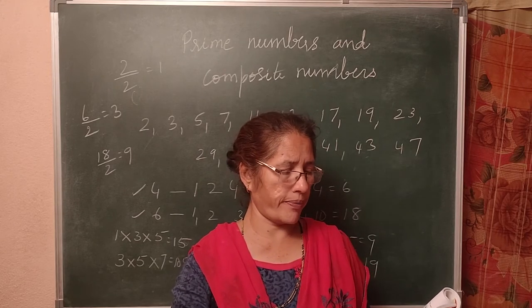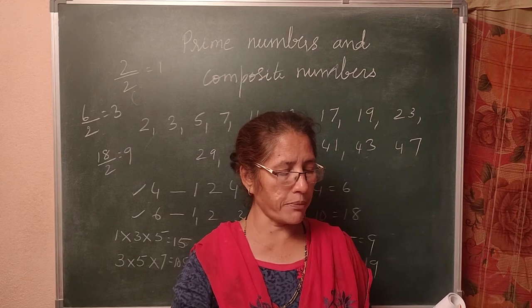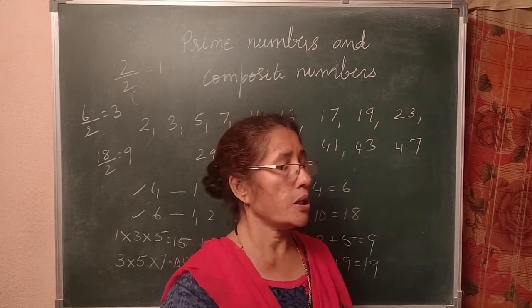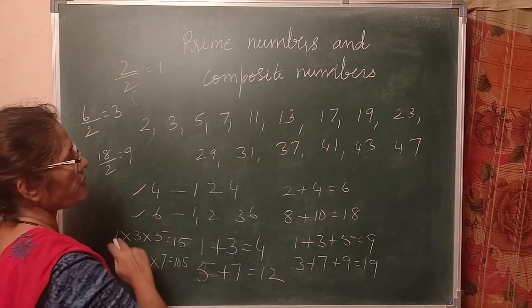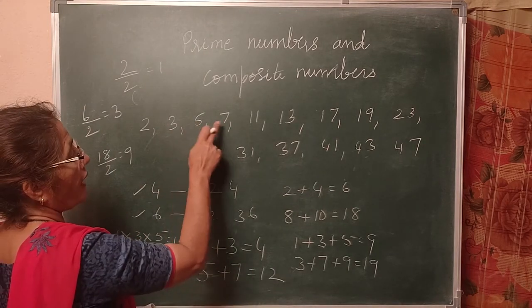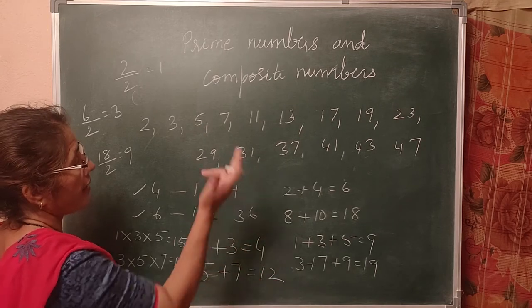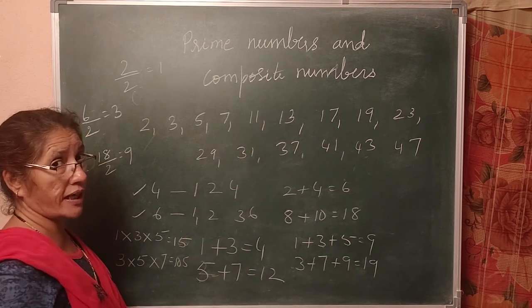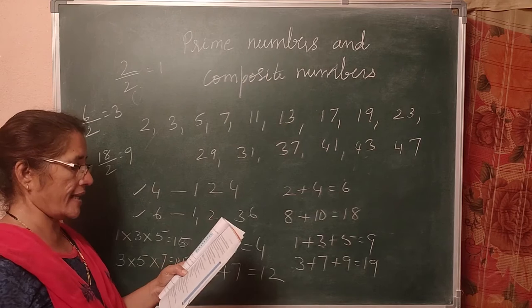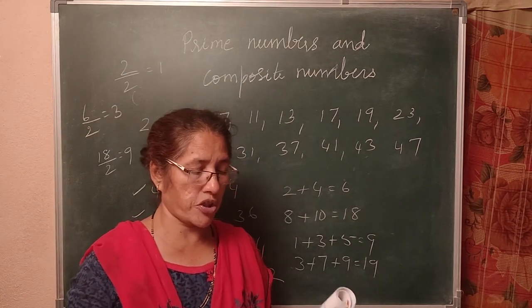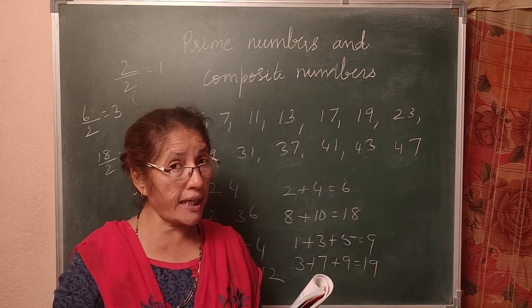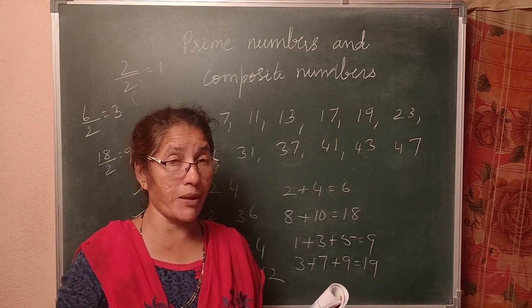Prime numbers do not have any factors? No, it is wrong. The sum of two prime numbers is always even. Let us take 3 and 5. 3 plus 5 is 8. Let us take 5 and 7. 5 plus 7 is 12. 7 and 11. 7 plus 11 is 18. Is it correct? Yes. Sum of two prime numbers is always even. Correct. 2 is the only even prime number.